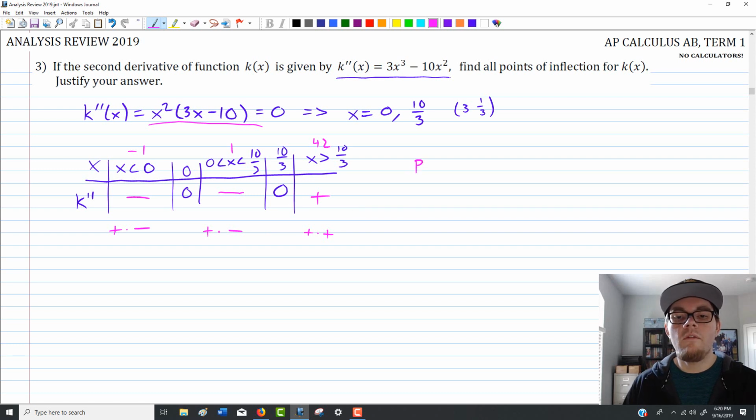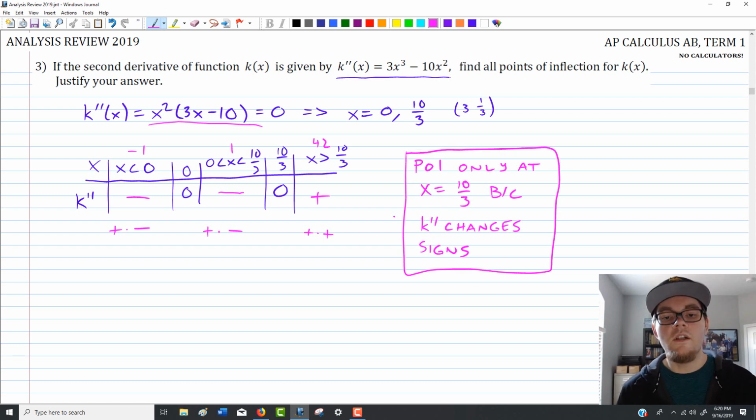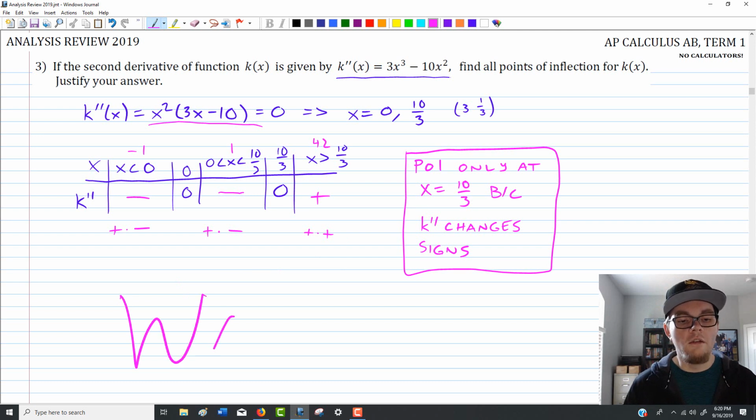So in this case, the only point of inflection is at x equals 10/3, and our reason is because k double prime changes signs. And I am definitely not getting a tattoo of k double prime changes signs anytime soon, because I'm sick of writing blah blah blah double prime changes signs. But there it is, there's your stuff, and consider this your warning.